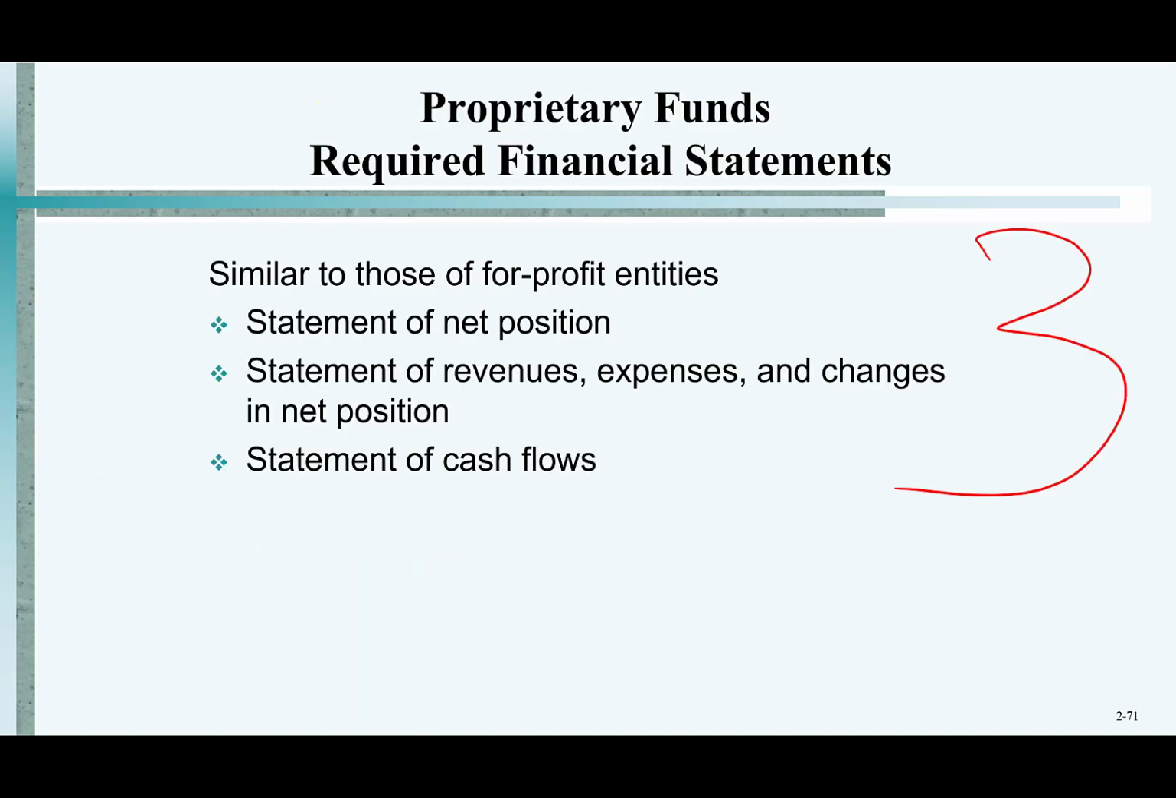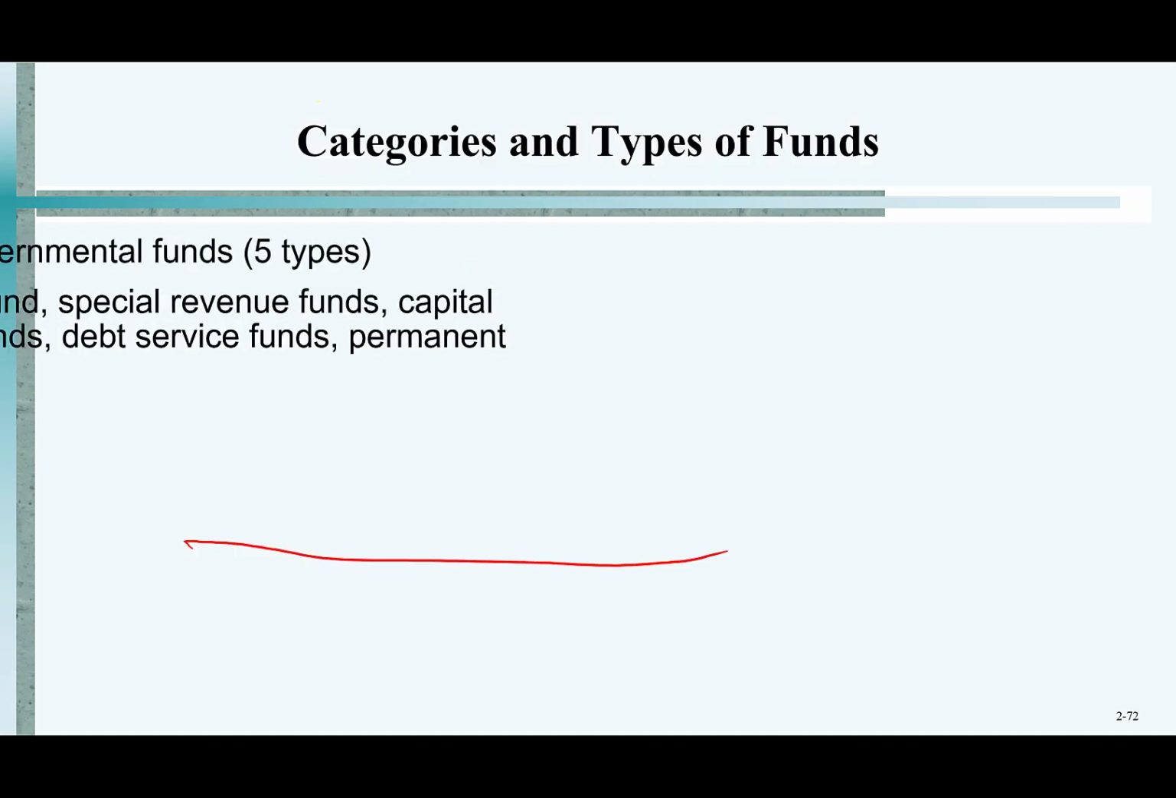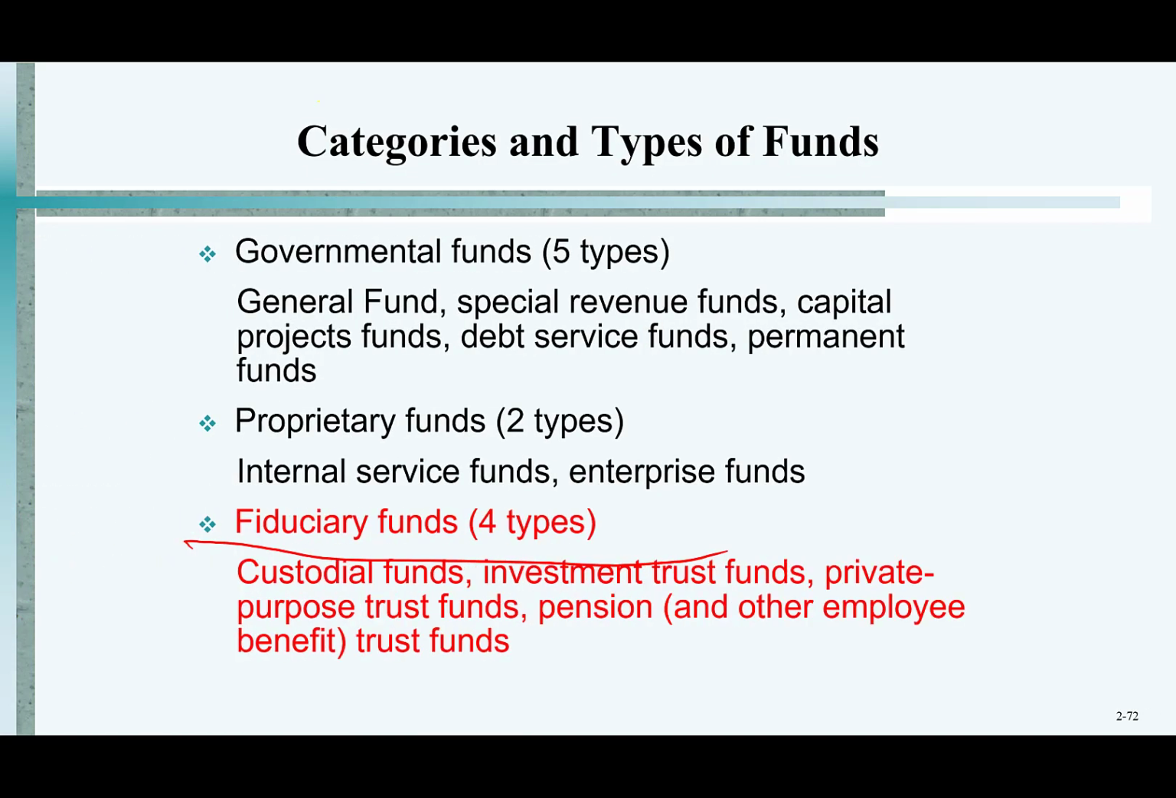Three statements. That big three is just reminding you that there are three statements that are prepared out of my proprietary funds, in which my internal service fund and enterprise fund are: the statement of net position, which is like the balance sheet; the statement of revenues, expenses, and changes in fund net position, which is like the income statement; and the statement of cash flows. Okay? Don't forget that. They're the only ones that prepare that third statement.